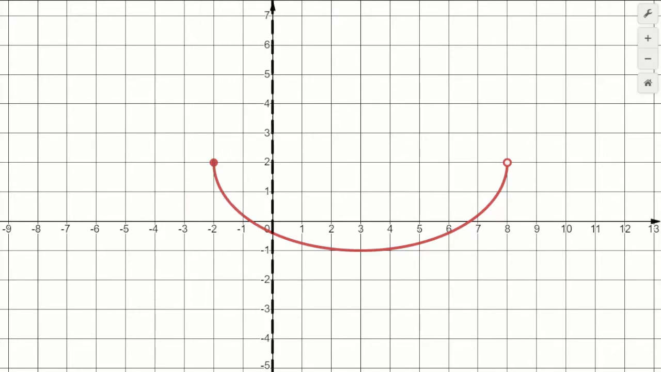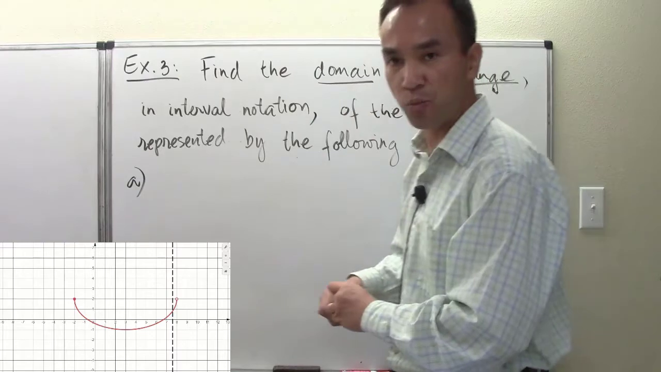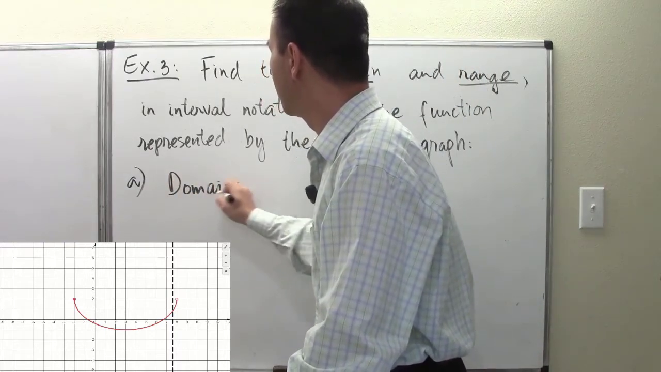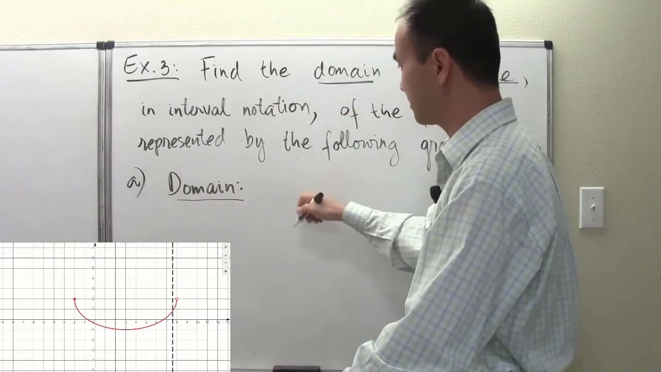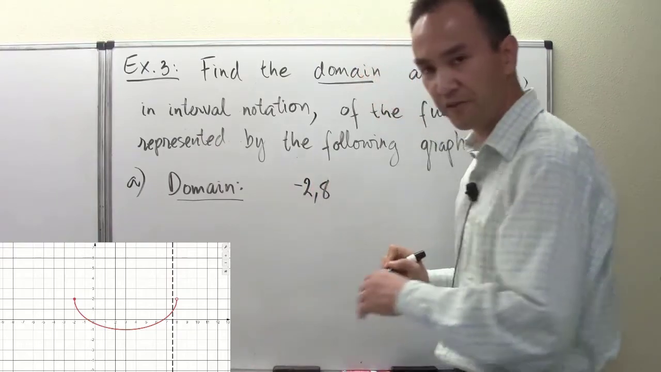But anywhere between -2 and 8, as the grid is telling us, if I put my vertical line between -2 and 8, then the vertical line will cross the graph at some point. So clearly, as far as the domain, the graph is defined anywhere between -2 and 8. So we already found an interval.